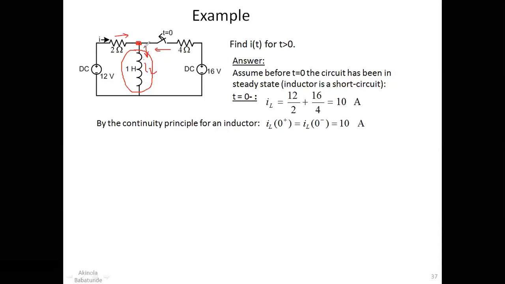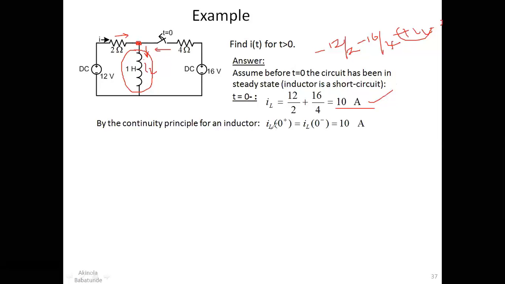So IL will be the only current leaving the circuit. The other currents are coming into the circuit. If you apply KCL, it simply means you have minus 12 over 2, minus 16 over 4 because they are coming into the circuit, and then IL is leaving, plus IL, and everything is equal to 0. If you make IL the subject of this expression, it simply means IL would be equal to 10 amperes.